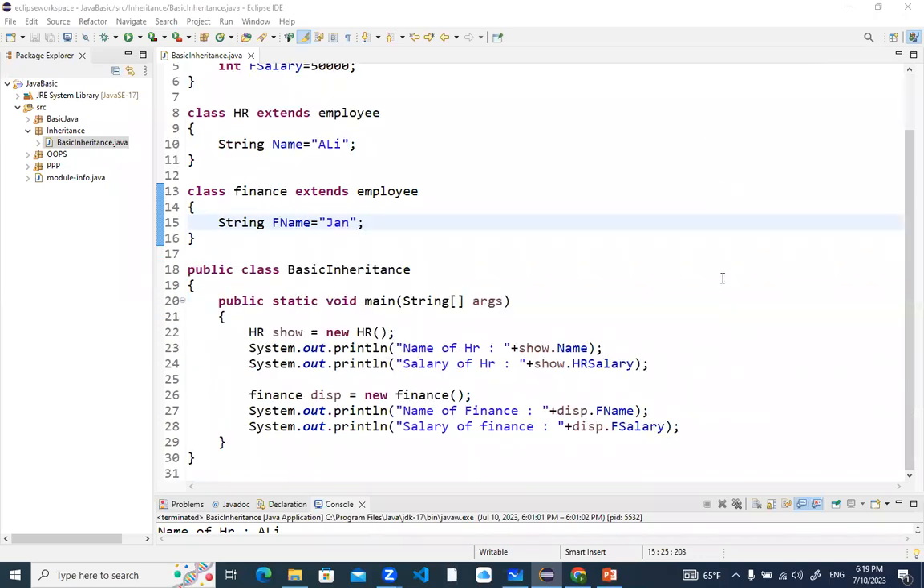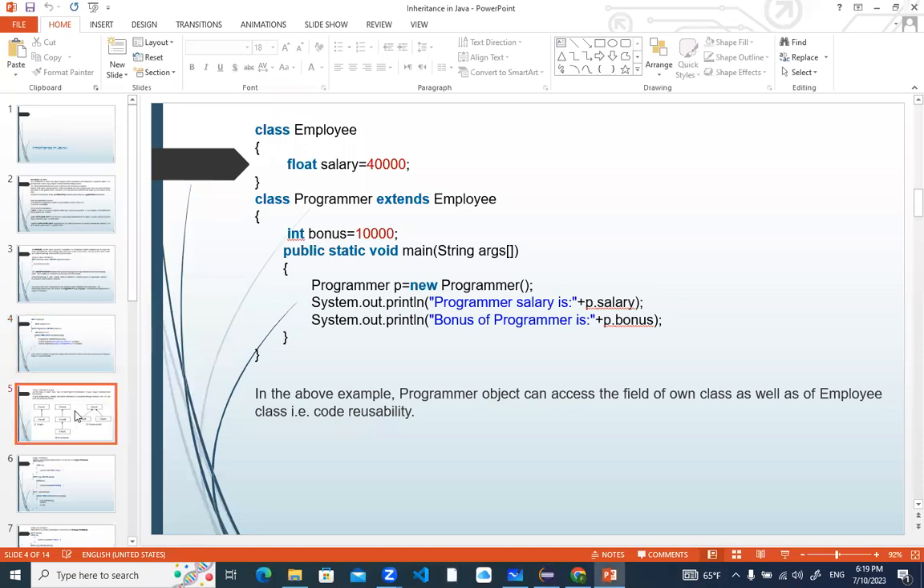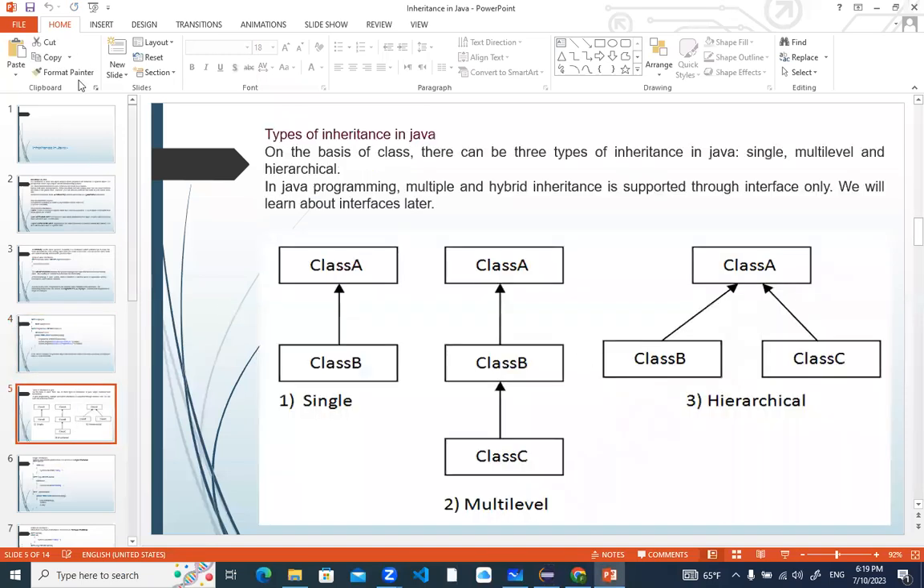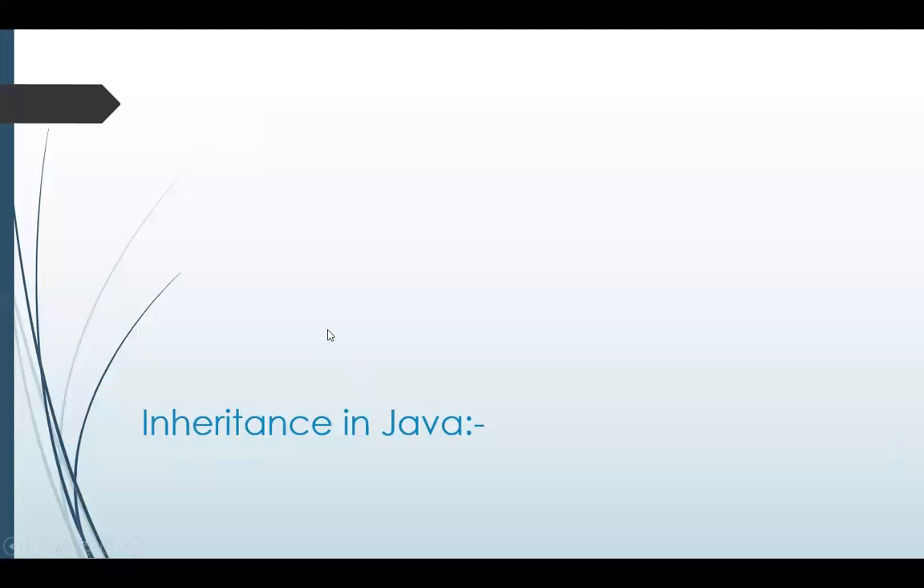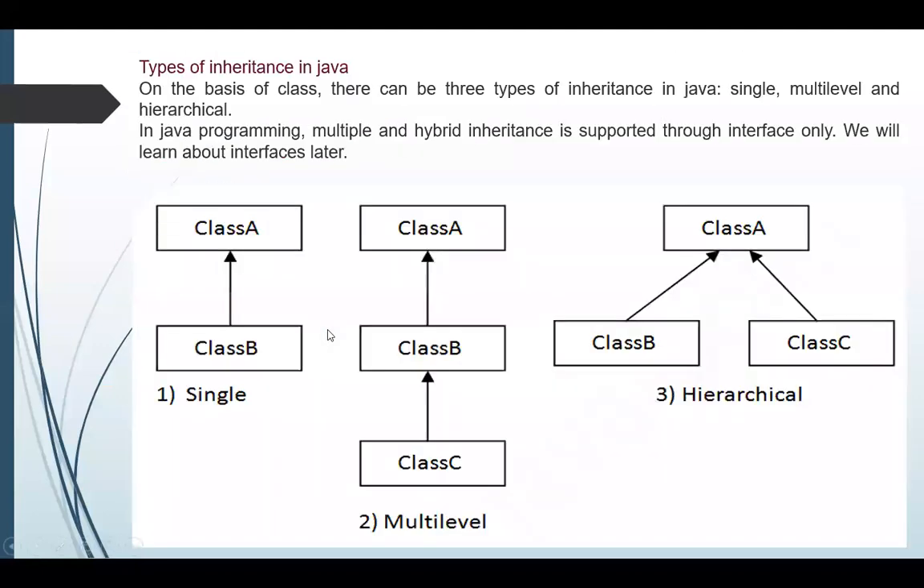So this was all about a basic example of inheritance that we took in the class. Now let's jump back to our slides and see what is next. Now, guys, we have types of inheritance in Java.